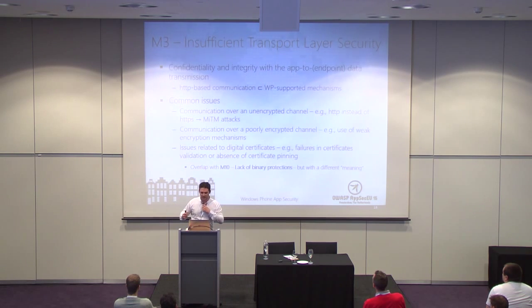In my experience, the most critical issue is represented by the transmission of information over unencrypted channels, for example using the HTTP protocol. It's a very common issue. It's an issue for at least two reasons. First, we can intercept the traffic, which is obviously transmitted as unencrypted data. And the second risk is that we can perform man-in-the-middle attacks in order to manipulate the traffic which is exchanged between the app and the backend system themselves.